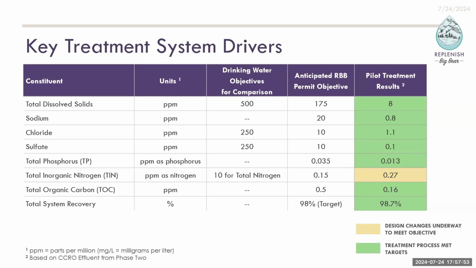The takeaway here is the pilot performed very well against the objectives we set, and far exceeded a lot of them. The key one we were looking at pre-pilot was total phosphorus, and the 0.035 ppm approaching the limit of the technology that we're able to meet.